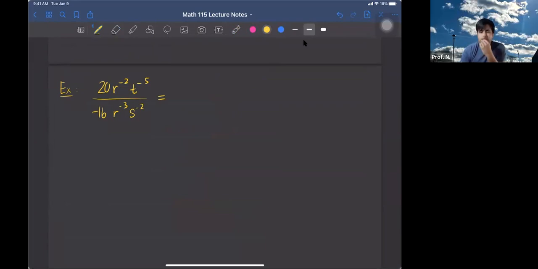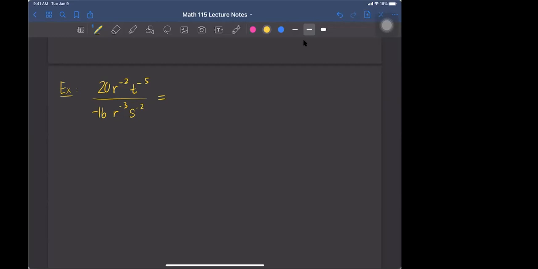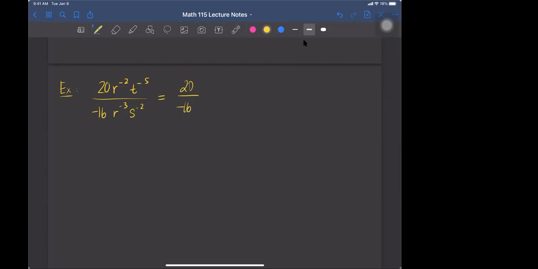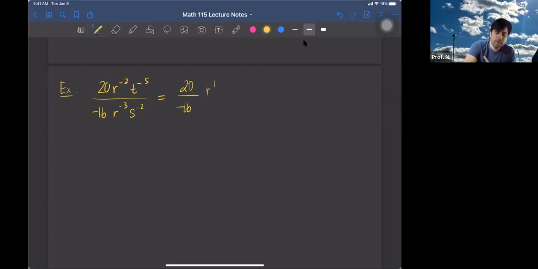Which is what? What is negative 2 minus negative 3? Positive 1. Yeah, so I got r to the first power. Does everybody see that? So I'm just going to slow down a little bit. Negative 2 minus negative 3. Okay, and then what do you do with the rest?